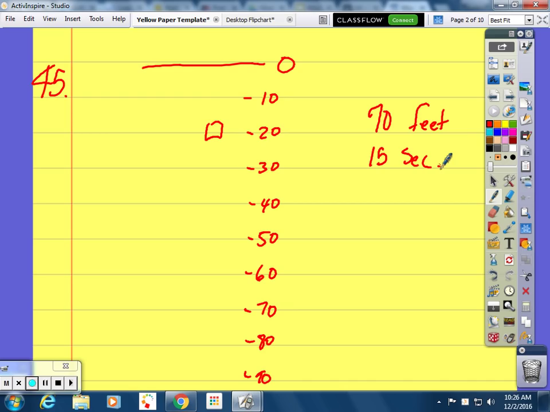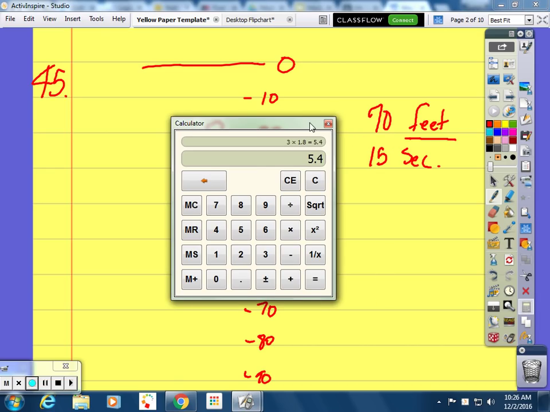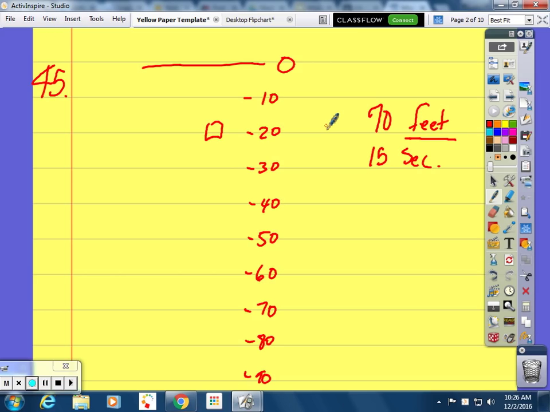Now on this one, it wants to know how many feet per second it moved. So we're looking for feet per second. So we know that this means divide. I'll pull up my calculator. 70 divided by 15. And it's 4.6667. If you hit the F to D button on your calculator, that would be 4 2/3 feet per second.